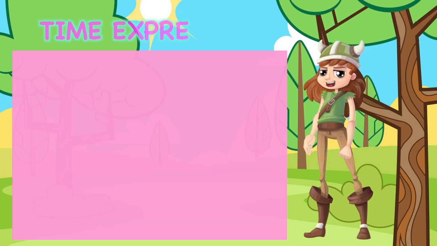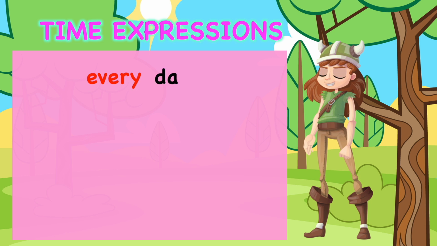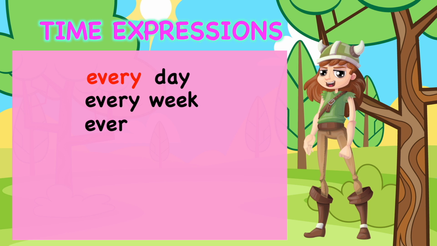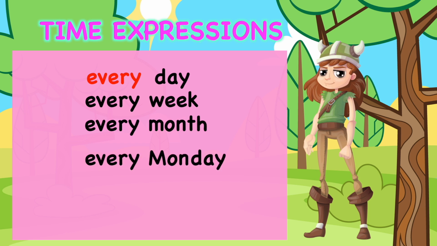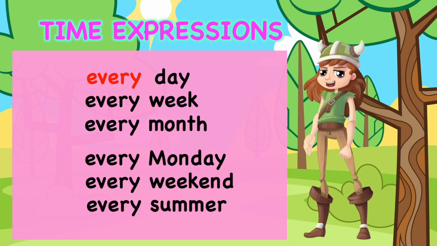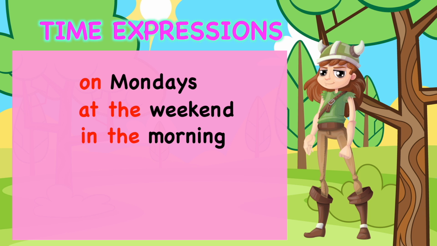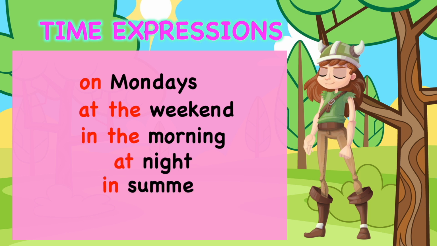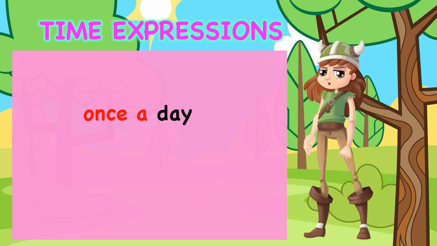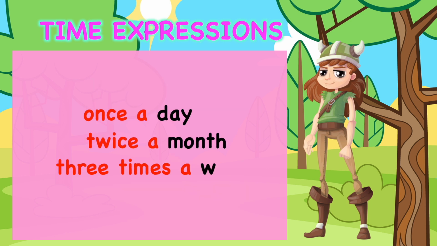We also use the present simple with the following time expressions, when these indicate habitual or general activities: every day, every week, every month, every Monday, every weekend, every summer, on Mondays, at the weekend, in the morning, at night, in summer, in June, once a day, twice a month, 3 times a week.